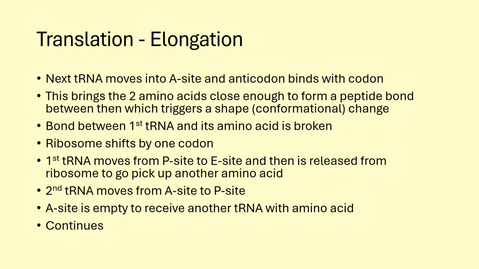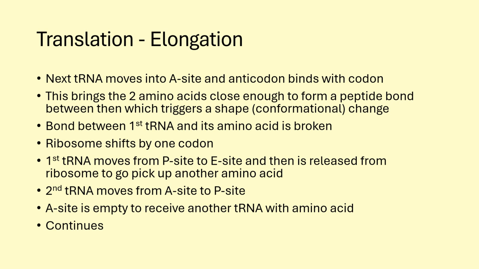The ribosome shifts by one codon. So the second tRNA that was in that A site, it shifts to the P site. Now the A site's empty for another tRNA to come in with its amino acid and bind. Now you have the second and the third tRNA right next to each other, those two amino acids are going to be close enough to form a peptide bond. That's going to trigger release of the second tRNA from its amino acid. The second tRNA now goes to the E site and then gets released from the ribosome.